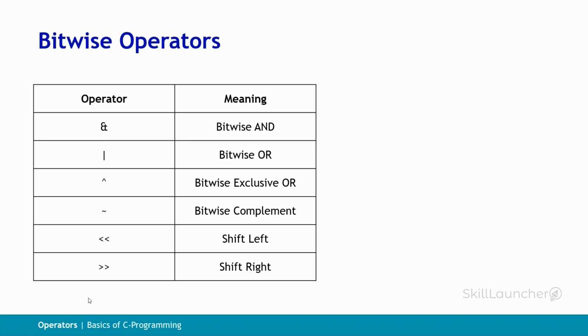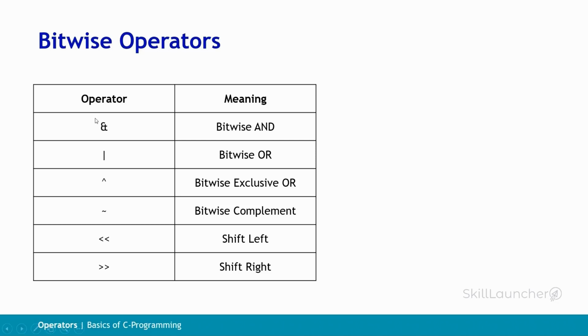Now comes the interesting type, bitwise operators. During computation, mathematical operations such as addition, subtraction, multiplication, division, and so on are converted to bit level, which makes processing faster and saves power. So bitwise operators are used in C programming to perform bit level operations.